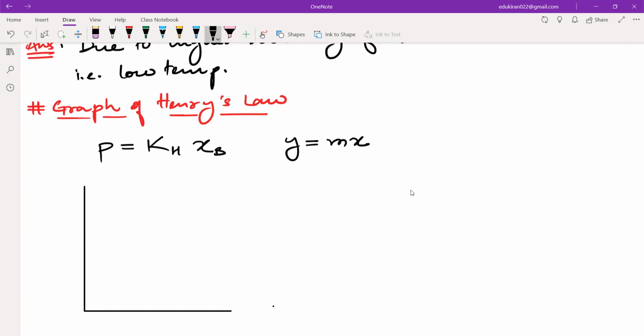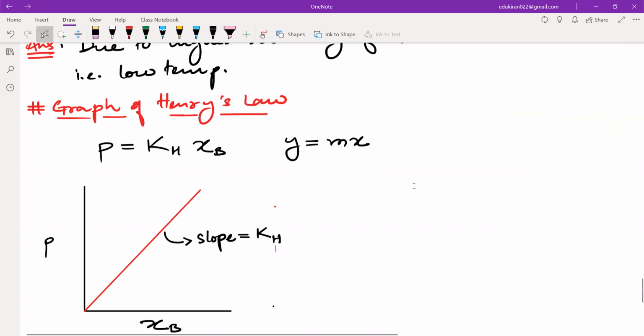In the y-axis, we will take the pressure of the vapor phase. In the x-axis, we will take the mole fraction of solute in the aqueous phase. And the graph will pass through the origin like this. The slope of this line will give you KH. ठीक है? Draw this graph of Henry's law.